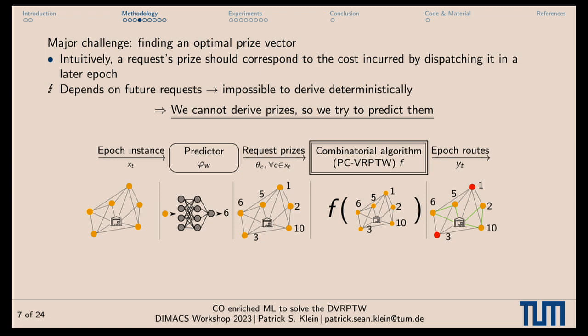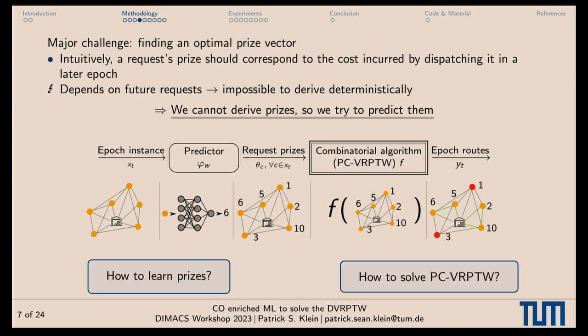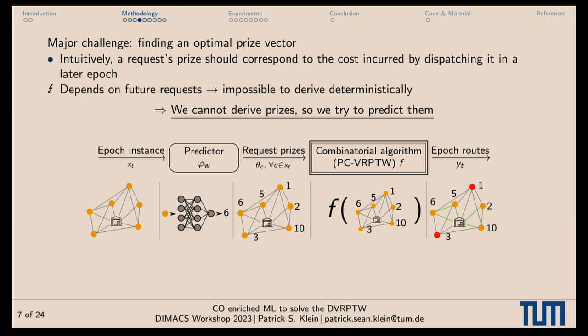And this yields the following structured learning pipeline, which integrates machine learning and combinatorial optimization layers. So this is what Axel has spent a lot of time talking about in the previous presentation. For us, this pipeline works as follows. We start with the epoch instance, which we then feed into a machine learning predictor, which predicts prices for each request. We then forward these prices with the original instance to a combinatorial algorithm, that is our PCVRPTW, which then yields a set of epoch routes which we can just dispatch without further modification.